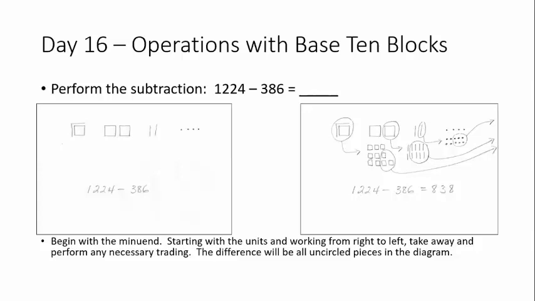I make all of my trades like this, and when I take away elements, I circle them and draw an arrow to the edge of the page. The difference is the uncircled elements in your diagram. You'll notice that there are 8 flats uncircled, 3 rods, and 8 units. The difference is 838.